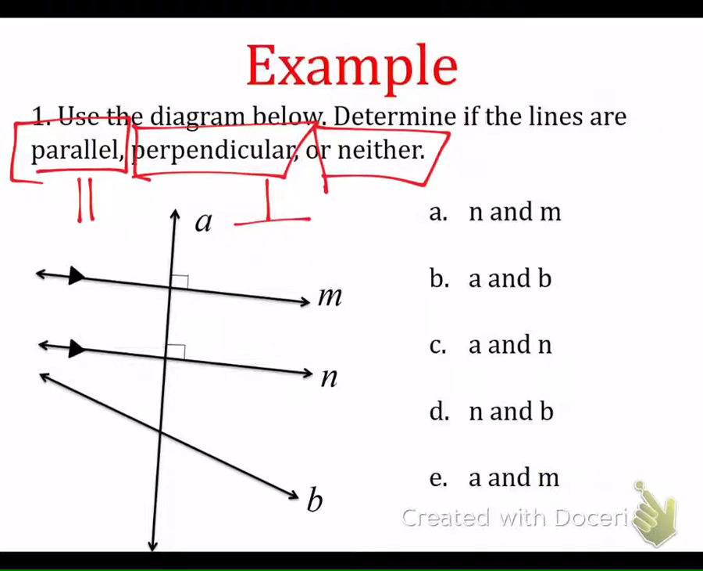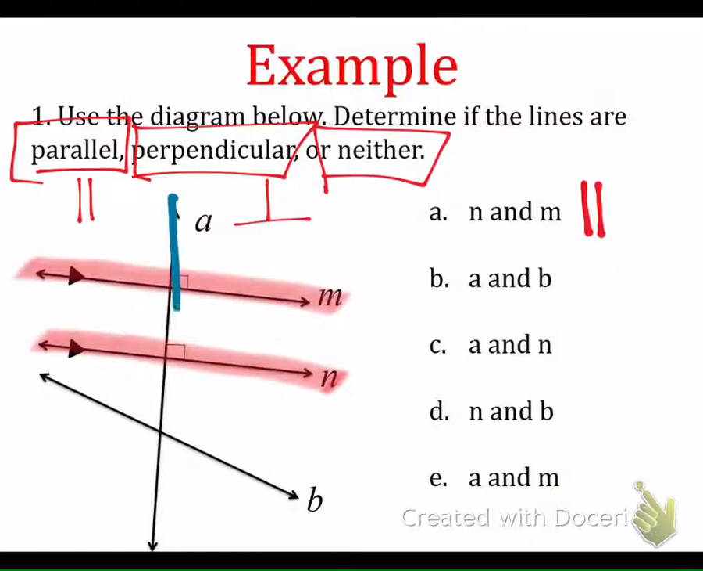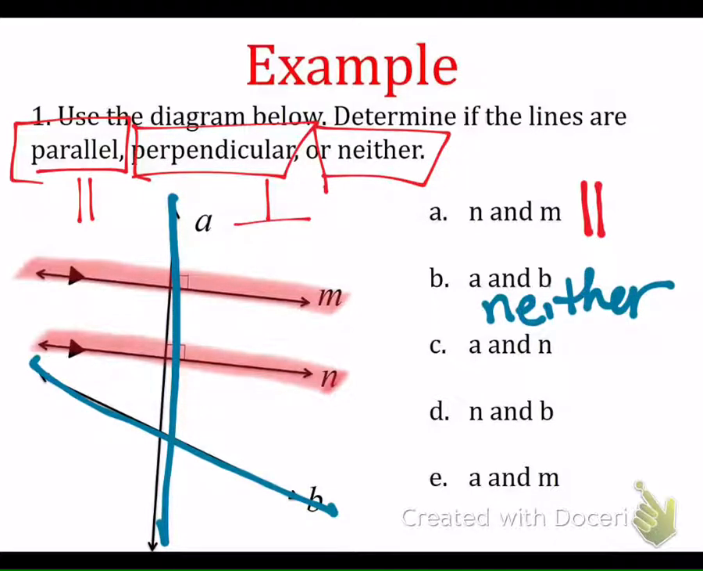Okay? This is one where I think highlighting would be a really good idea. So line N and line M. So N is here, M is here. What's the relationship? Parallel. They are parallel. So you can write the word parallel, or you can use the symbol for parallel lines. All right, next. Line A and line B. So A is here, B is here. Neither. They do intersect, but not in a way that makes a right angle. So that's a neither.